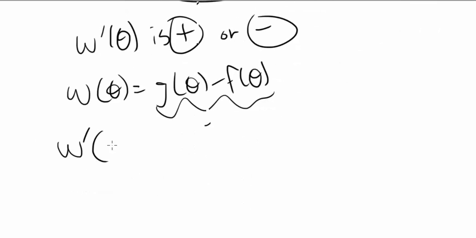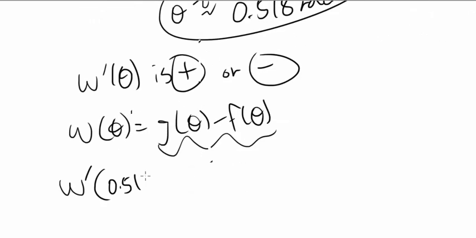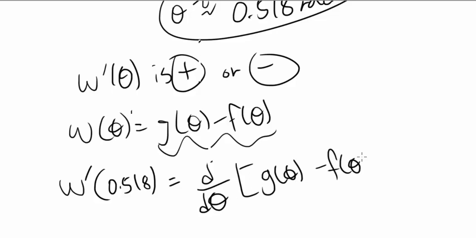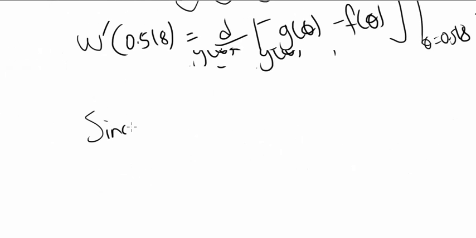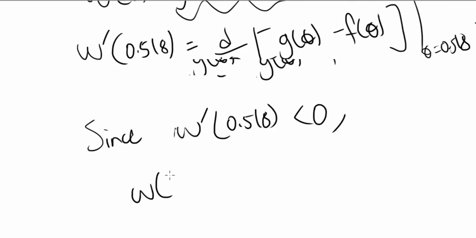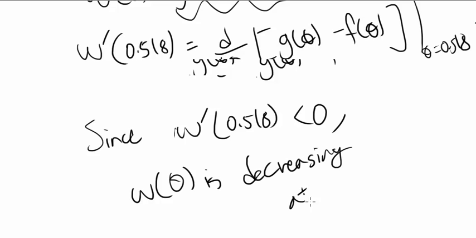And we wish to find w prime at 0.518. That's just going to equal the derivative with respect to theta of g of theta minus f of theta at our theta value of 0.518, and you can plug this into your calculator, and that should get you negative 0.580, which is less than 0. And so what do we know? Since w prime at 0.518 is less than 0, w of theta is decreasing at theta equals 0.518, and we are done.